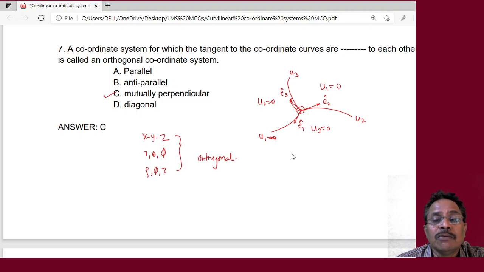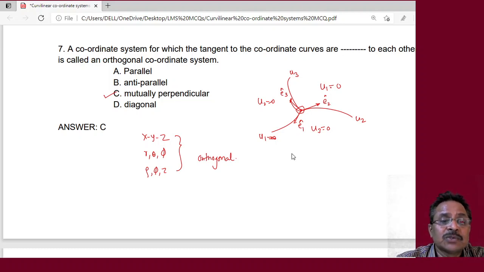For a generalized curvilinear coordinate system, this property also holds: e1 cap dot e2 cap, e2 cap dot e3 cap, e3 cap dot e1 cap. Whenever the dot product of any two unit vectors is obtained, it is found to be 0, meaning all these unit vectors are mutually perpendicular, and therefore such a system is called an orthogonal curvilinear coordinate system. That is true for ordinary coordinate systems like xyz Cartesian or cylindrical, as well as for the spherical coordinate system.